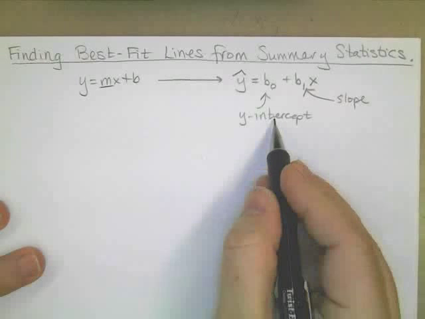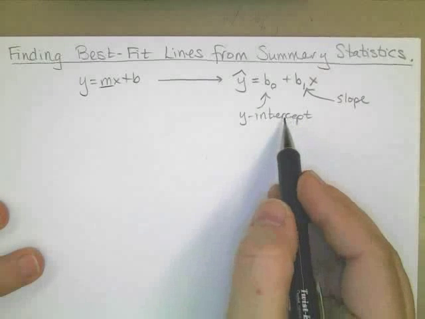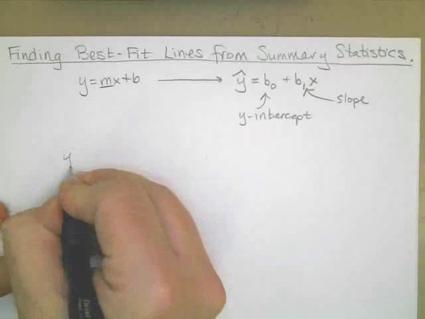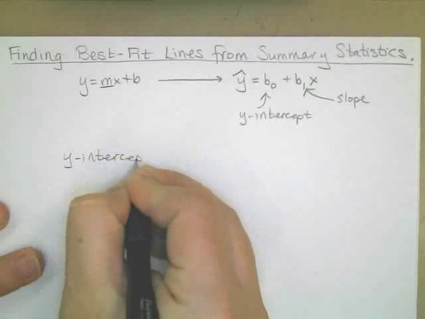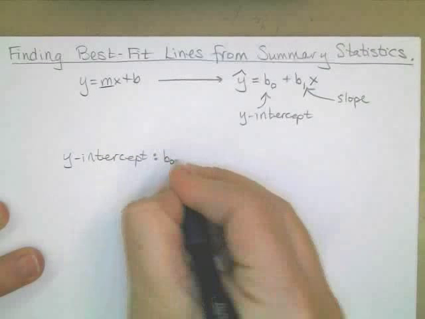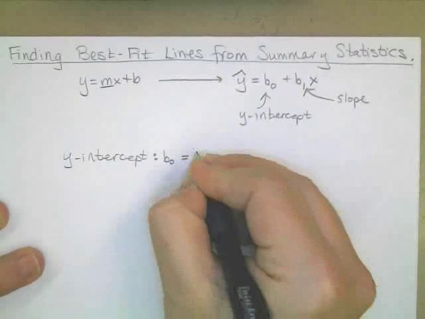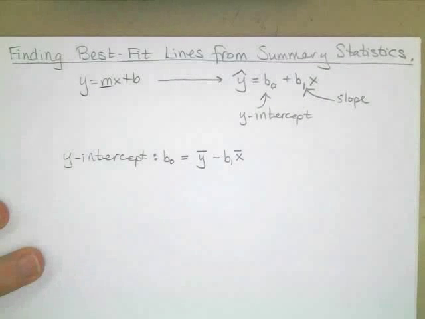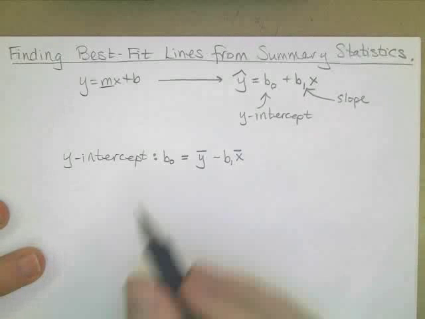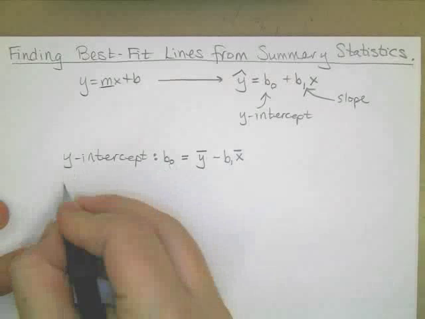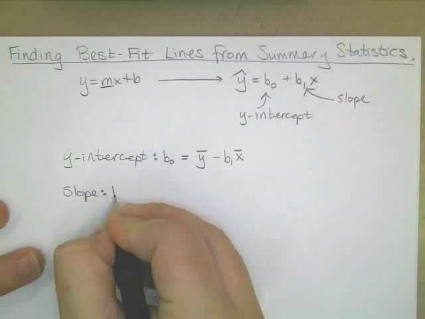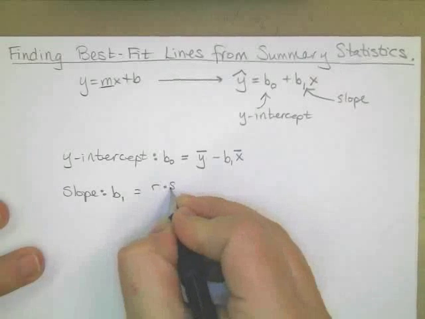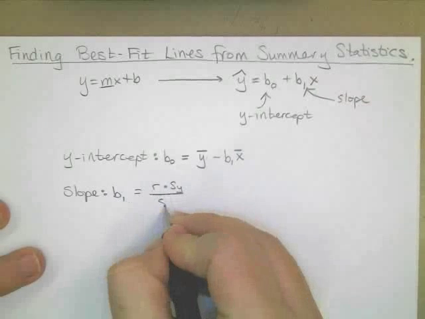So when I have summary statistics, there's ways that you find these two data pieces. The y-intercept, which is b sub 0, is equal to the mean of y minus b sub 1 times the mean of x. Okay? So you have to have the means and the slope to find the y-intercept. The slope equation, which is b sub 1, is equal to the correlation times the standard deviation of y over the standard deviation of x.